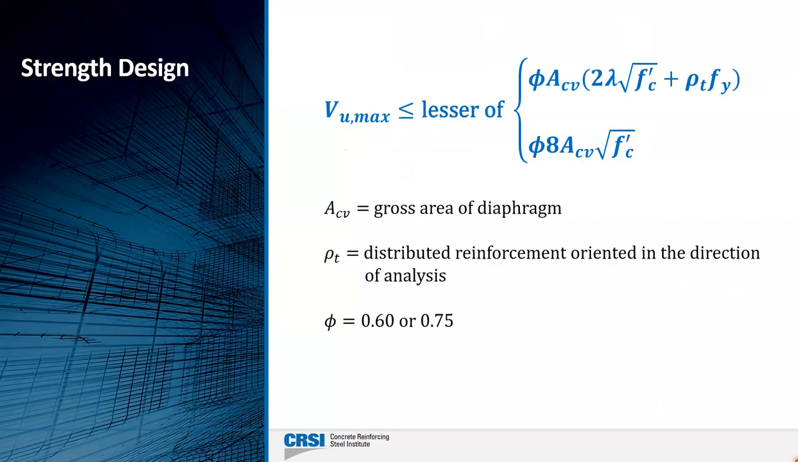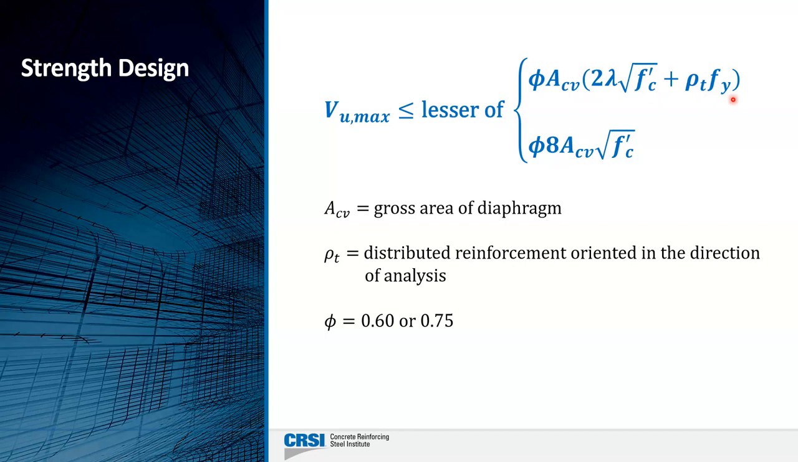So once we have V sub U max, we want to make sure that that's less than our design strength. And this is the equation for our design strength in shear, the first one here. We have A sub CV, which is the gross area of the diaphragm, minus any openings that might occur at that location. And then this first term is the shear force provided by the concrete. The second is the shear force resistance provided by any bars we have that are parallel to the direction of analysis.